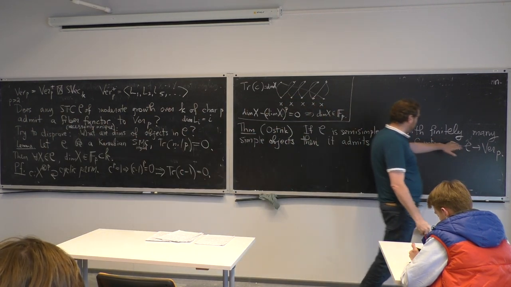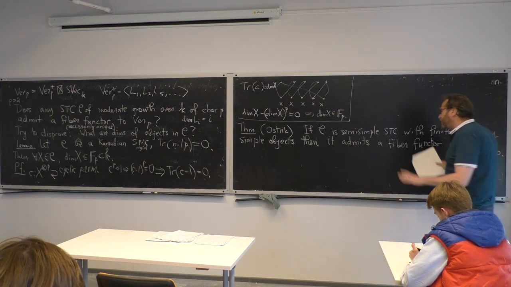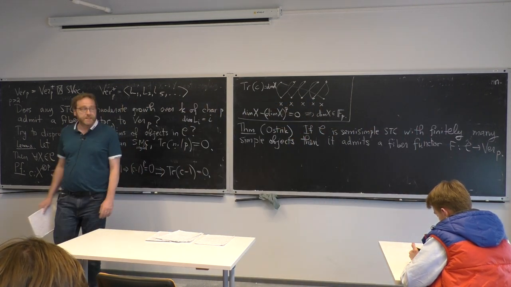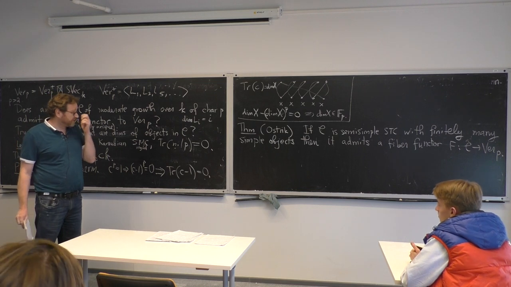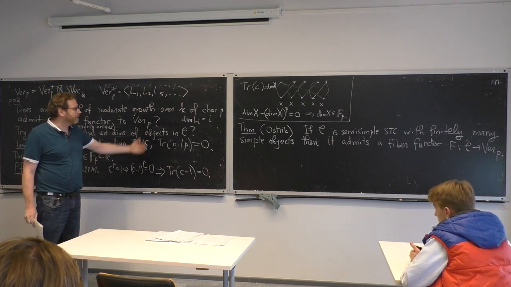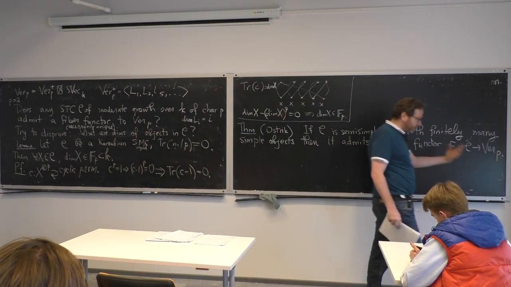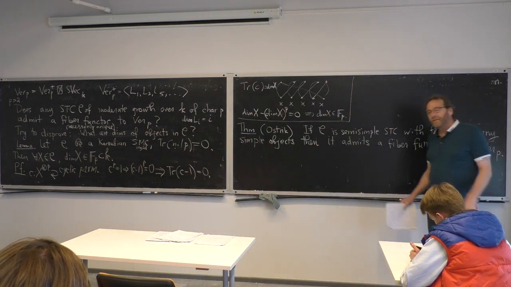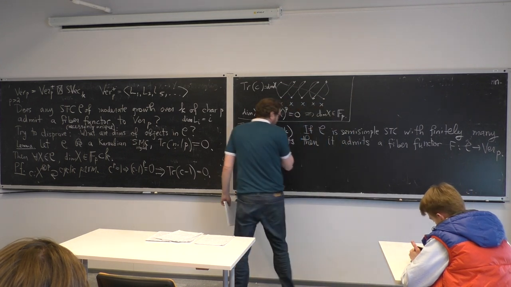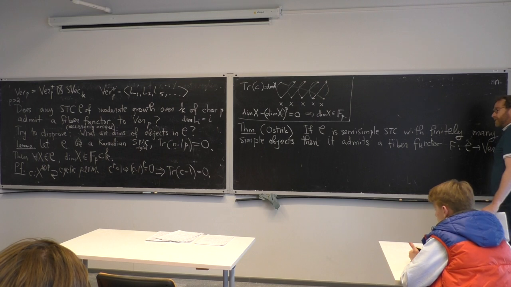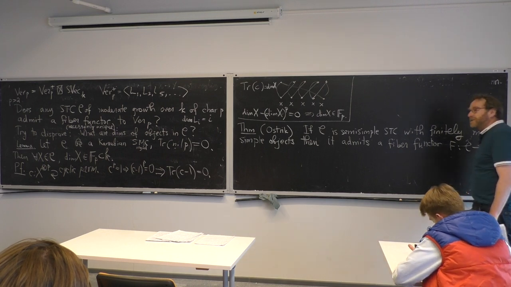And so he proved that it exists for semi-simple categories. The proof is very interesting. Maybe I'll say the ideas behind this proof. But basically, the proof is by constructing the so-called Frobenius functor, which is a generalization of the classical Frobenius in algebraic geometry in characteristic p. Maybe I should mention why it is very useful to have such a theorem.